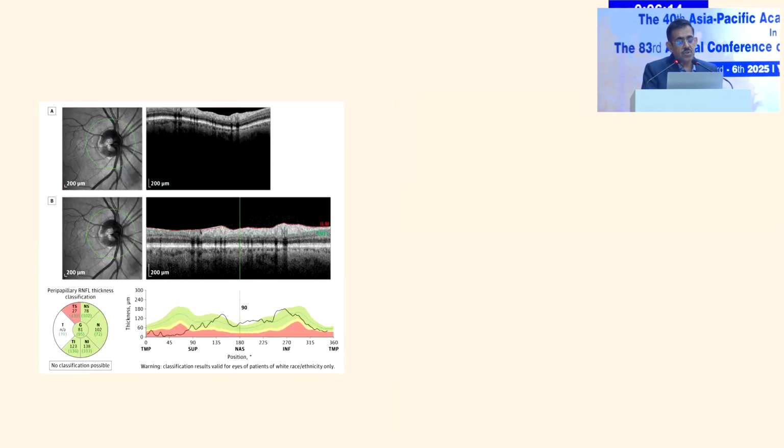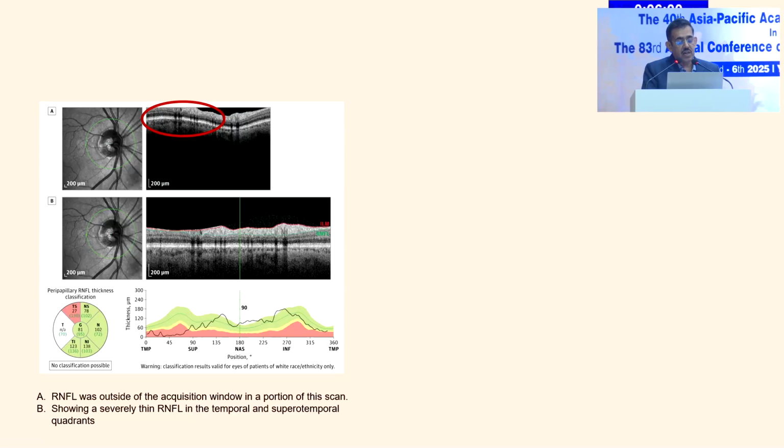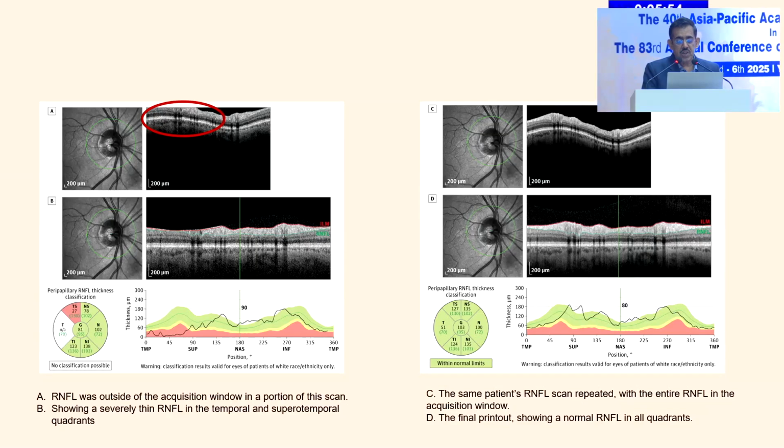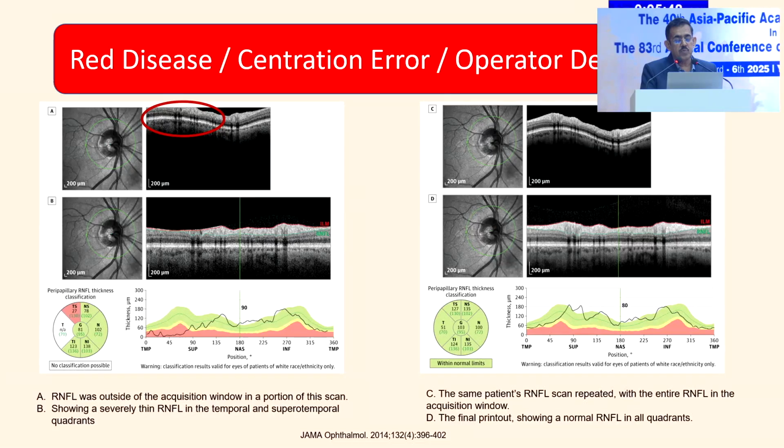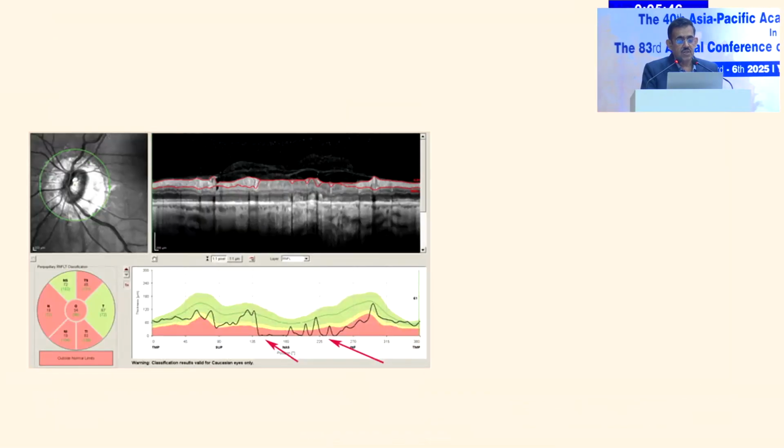Another example showing a lot of red areas in the sector analysis, and in the RNFL graph also it is dipping in the red area, and the TSNIT graph. But if we see carefully, the RNFL segmentation has not been placed properly in the box. Now when this is placed properly in the box, all the clock hours turn green. So this is another example of centration error.